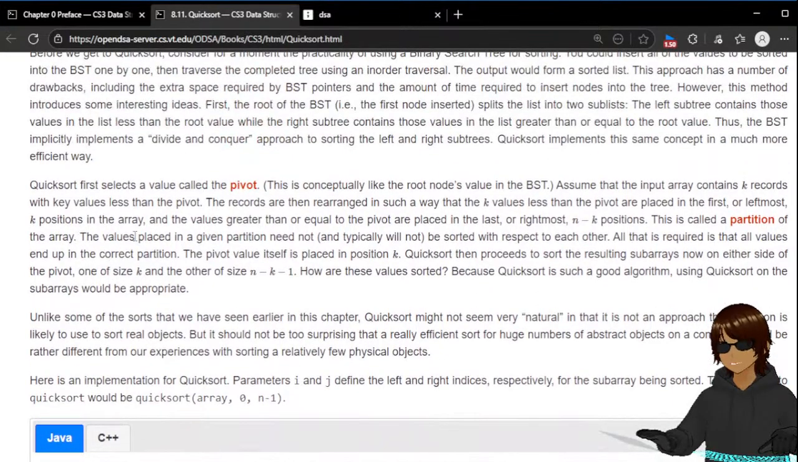The values placed in a given partition need not be sorted with respect to each other. All that is required is that all values end up in the correct position. The pivot value itself is placed in position k. Quicksort then proceeds to sort the resulting subarrays now on either side of the pivot, one of size k and the other of size n minus k minus 1. How are these values sorted? Because quicksort is such a good algorithm, using quicksort on the subarrays would be appropriate.